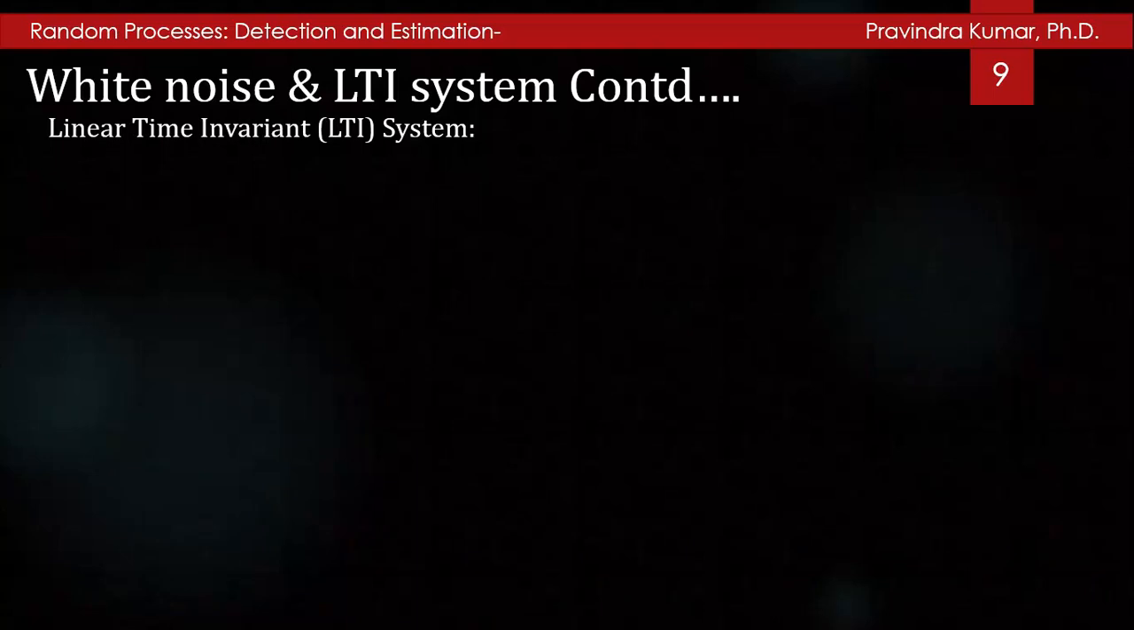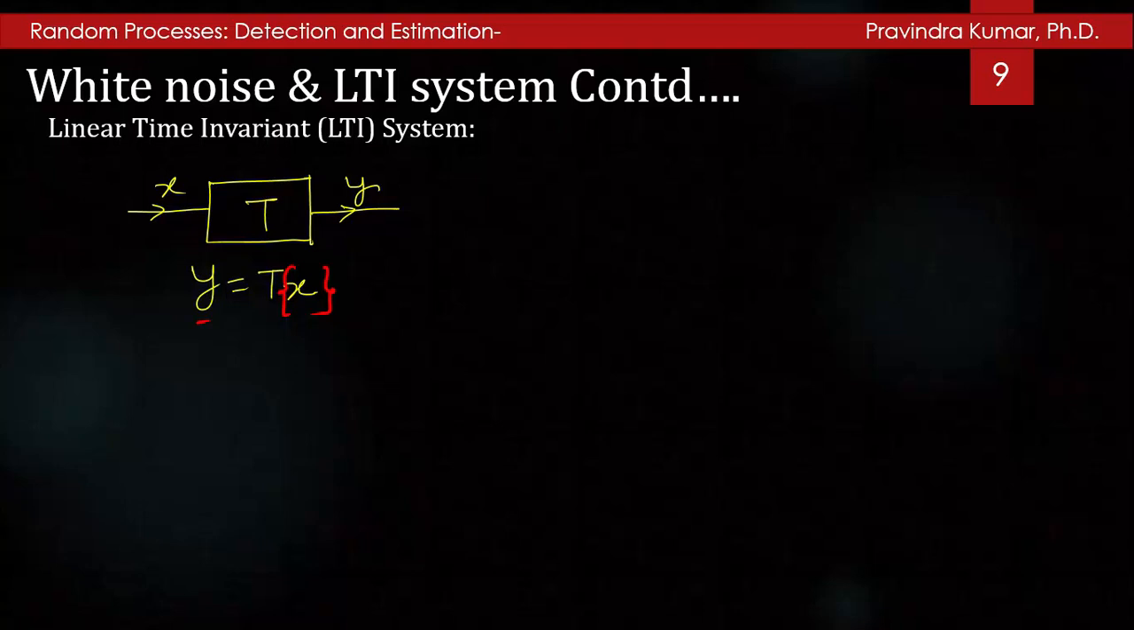Now we will discuss the LTI system. A system is a mathematical model of a physical process that relates the input signal X to the output, meaning the response signal Y. The system is viewed as a transformation or mapping from X to Y, and this transformation is represented by the operator T. So I can write Y equals T applied to the input signal, and this is known as the representation of the system. If X and Y are continuous time signals, then the system is known as a continuous time system. If X and Y are discrete time signals, then the system is known as a discrete time system.